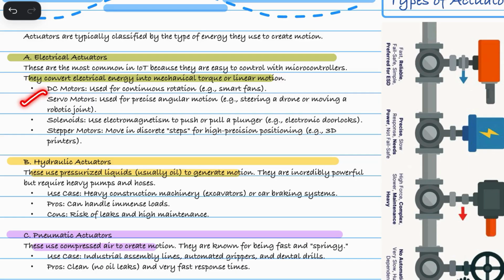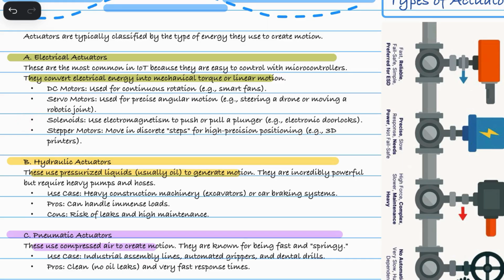Then we have servo motors. They don't just spin continuously, instead they rotate to a highly precise angle, for example exactly 90 degrees, based on the control signal. You see these in the steering wings of drones or moving robotic finger joints. So those are the servo motors working.